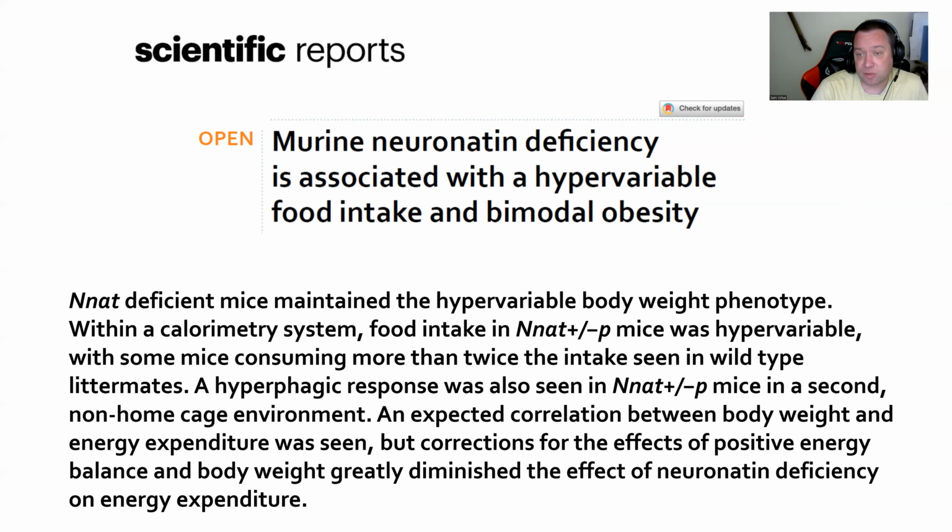Littermates. And a hyperphagic response was also seen with the NNAT plus minus P mice in a second non-home cage environment. That was the test I was telling you about. And the expected correlation between body weight and energy expenditure was seen, but correction for the effects of positive energy balance and body weight greatly diminished the effect of the neuronatin deficiency on energy expenditure, and in fact rendered it non-significant.